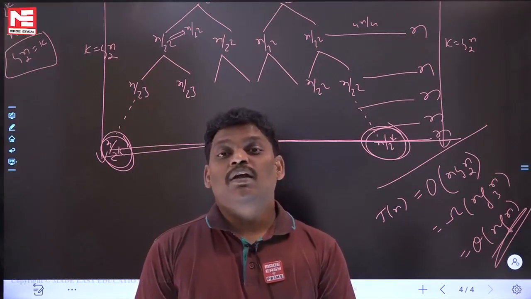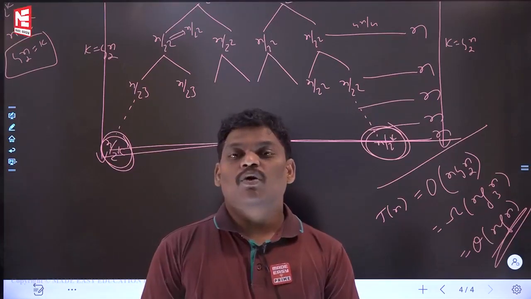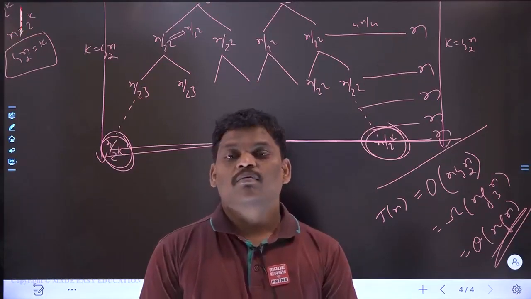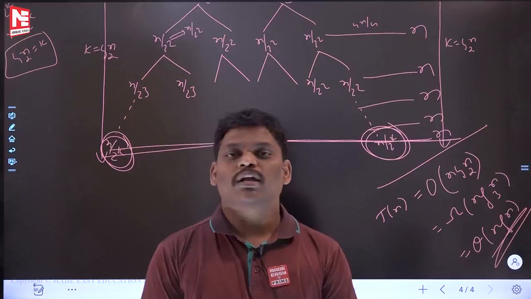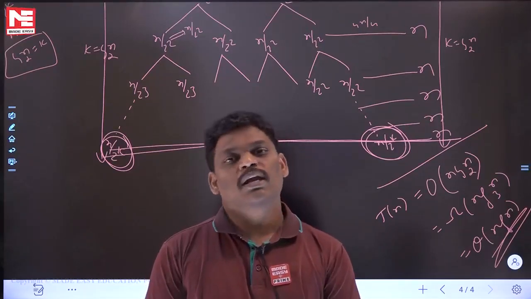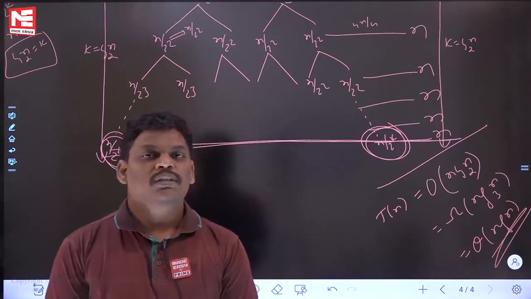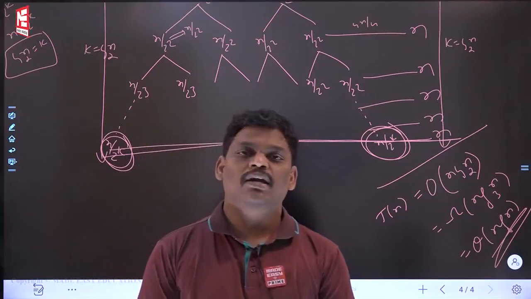Previously the upper bound was n log n base 3 by 2, right? The lower bound was n log n base 3. Both are asymptotically equal, so you can write theta. But here the upper bound and lower bound are both n log n base 2. So you can write theta. Previously theta, here also theta.